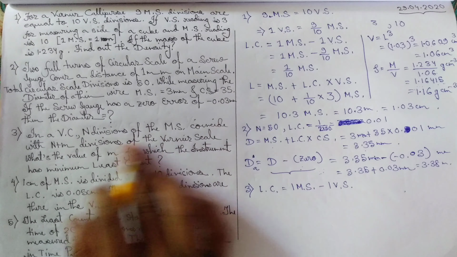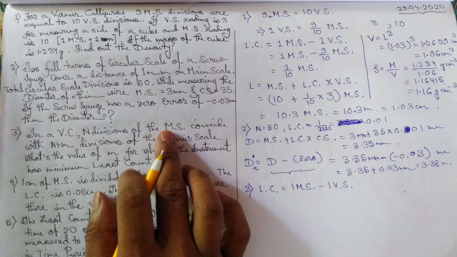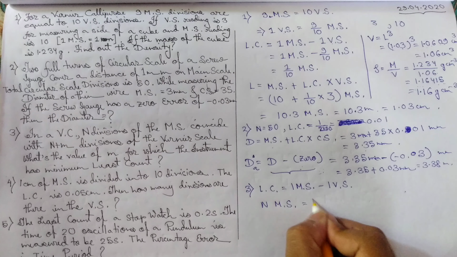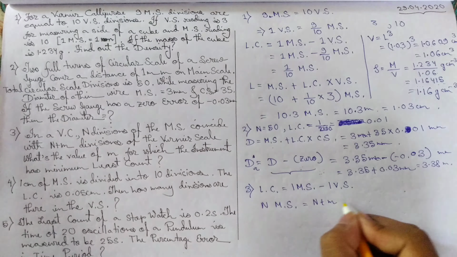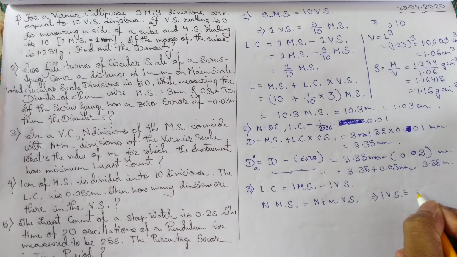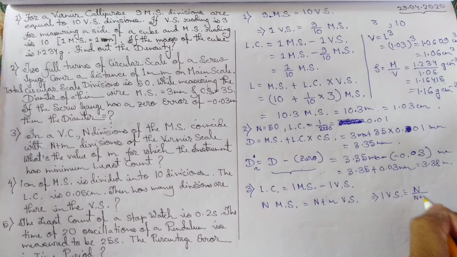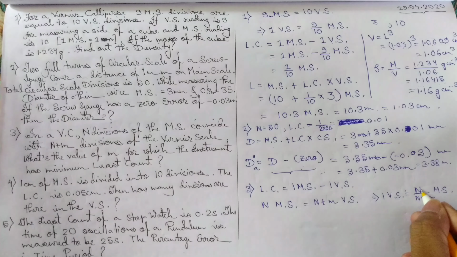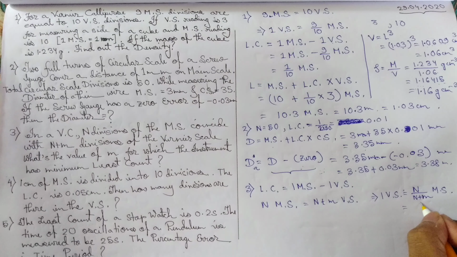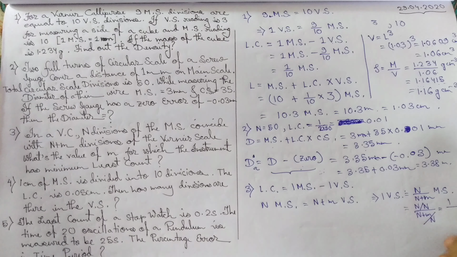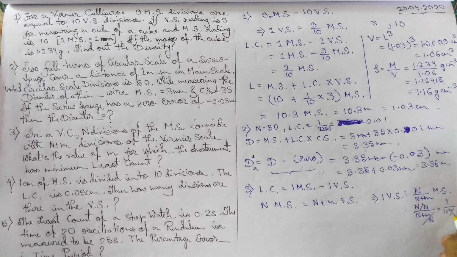To find that, we have to use the condition: n divisions of MS equal n plus m divisions of VS. So from here, 1 VS equals n by n plus m MS. Now divide the numerator as well as the denominator by n, so it becomes 1 by 1 plus m by n.